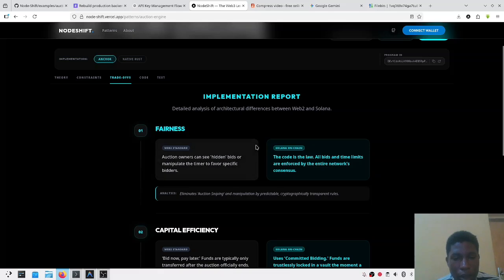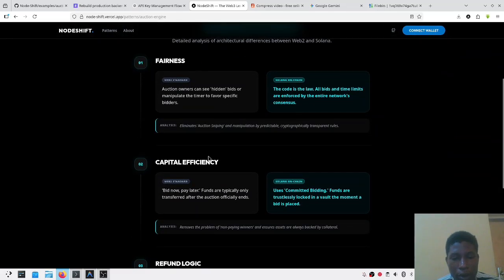As you know, there's fairness, so nothing can be hidden. That's the trade-off. You are trading for fairness against capital efficiency, meaning you must have some funds to be able to bid before having the funds there.